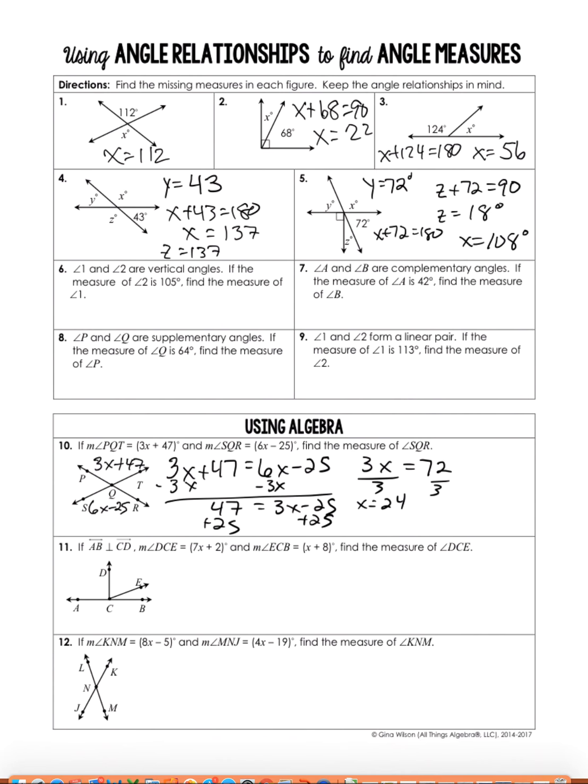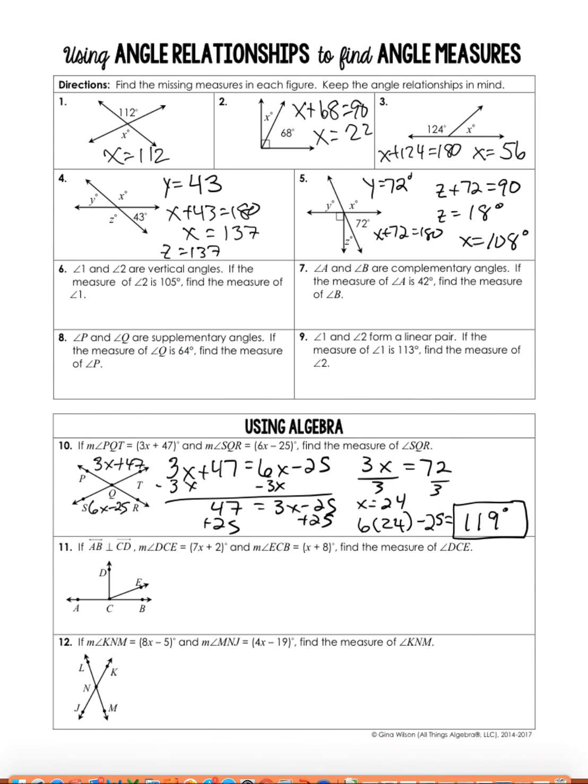the question. It says find the measure of SQR. So I'm going to take this 24 and put it in place of the x here. So 6 times 24 minus 25, that's going to be 119. And that's what I'm going to box because that's what SQR is. I can use the degree symbol if I like.